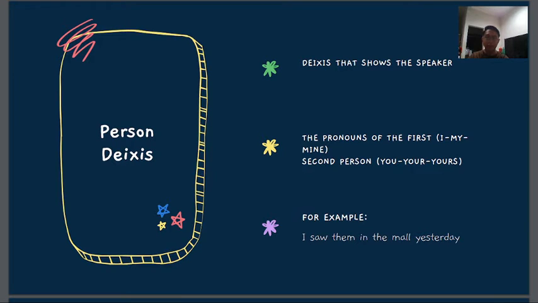The second person is a category of reference to one or more listeners, or who is addressed in speaking, like you, your, or yours. For example, "I saw them in the mall yesterday."